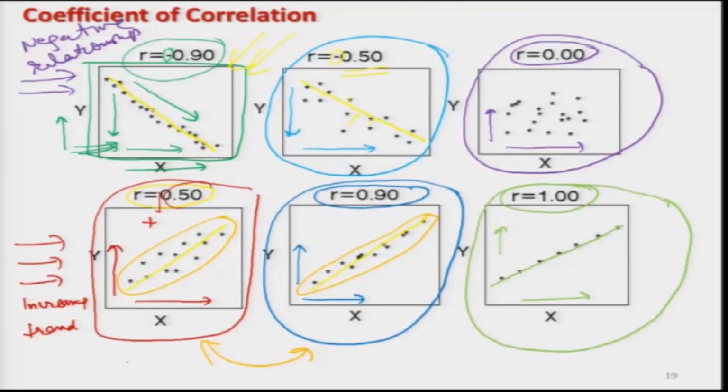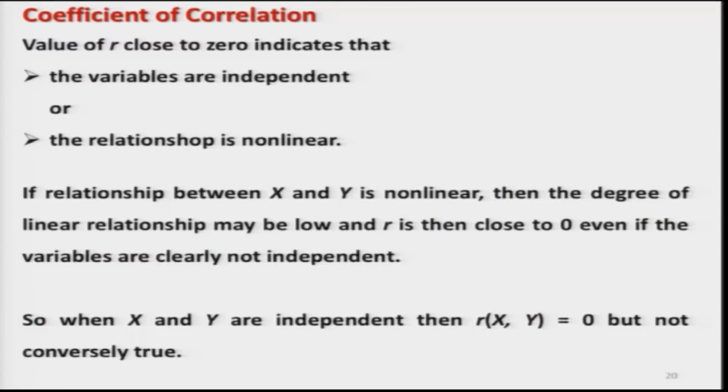Now, I would like to address a very important and very interesting observation. Whenever the value of r is close to 0, or say r equal to 0, this may indicate two things. There can be two types of interpretations. Either the variables are independent, or the relationship is non-linear. Why? Because the correlation coefficient only indicates the degree of relationship when it is linear.